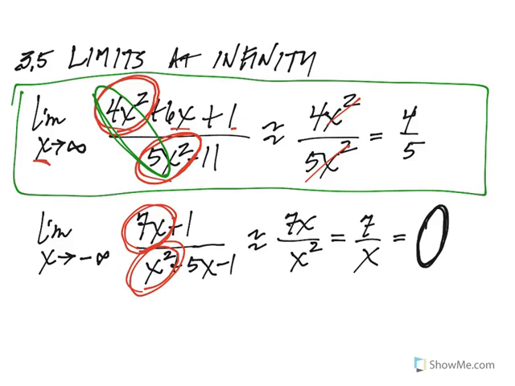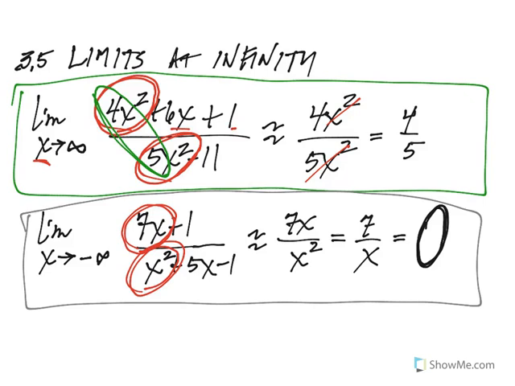If it is bottom heavy, like for instance this second example here, outlined in gray, bottom heavy means the denominator has a higher power than the top. I've got 7x to the first and x squared in the bottom. As you go to infinity or negative infinity, the answer will always be 0 because the bottom, the denominator, outgrows the top, the numerator. All right.